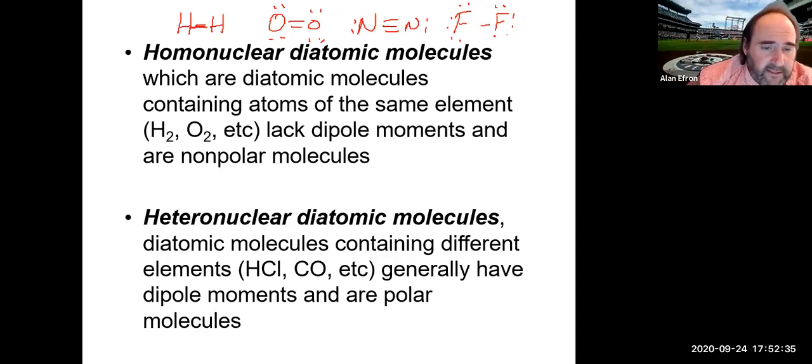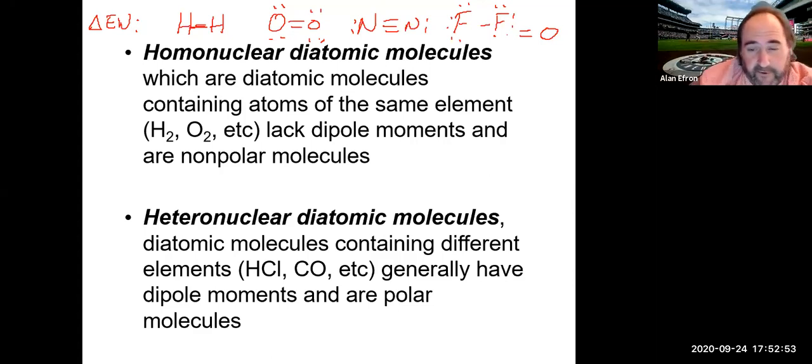And if we took the difference in electronegativity of all these guys, because they're all the same element, hydrogen, hydrogen, oxygen, oxygen, nitrogens, and fluorine, we would all get a difference in electronegativity of 0, if you went to that chart and you subtracted the two values.